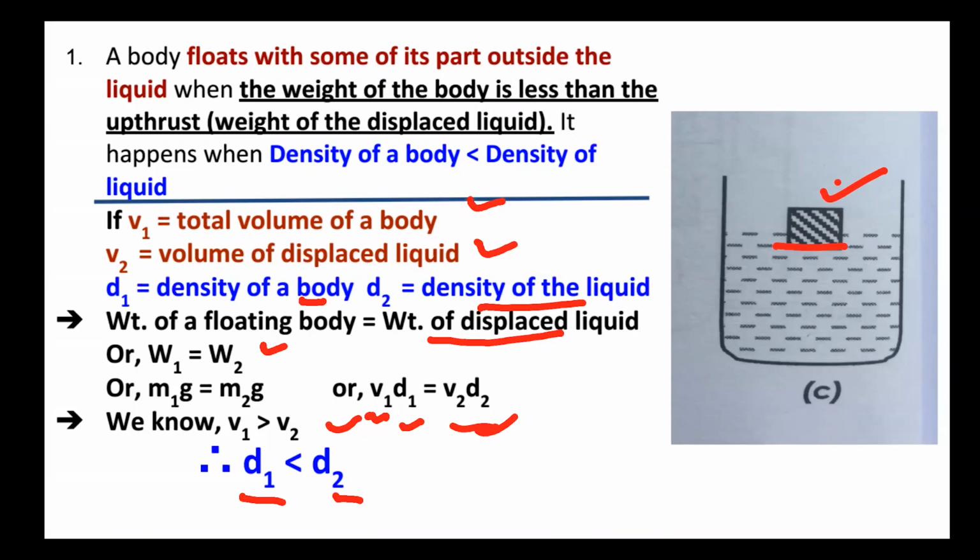So in this case, V1 is greater than V2, that is, total volume is greater than volume of displaced liquid, which means D2 is greater than D1, the density of liquid is greater than density of body. So when we find a body floating with some of its part outside the water, obviously we have to know that the density of water is greater than the density of body.